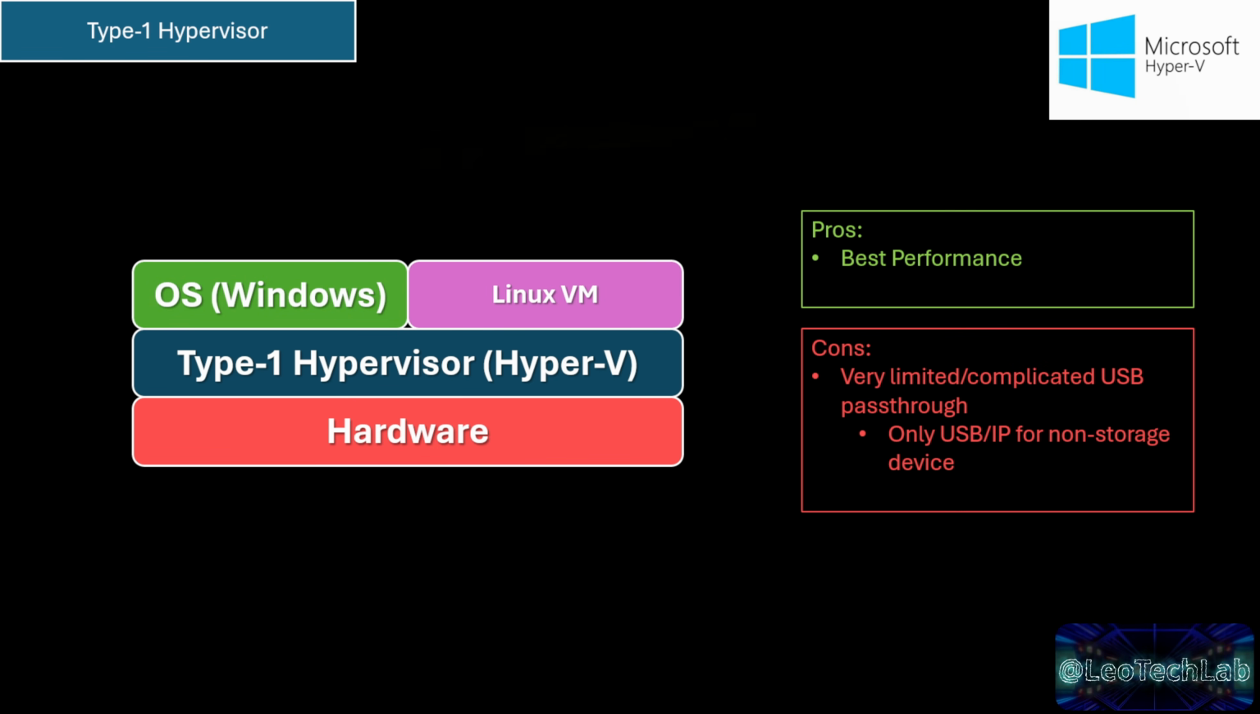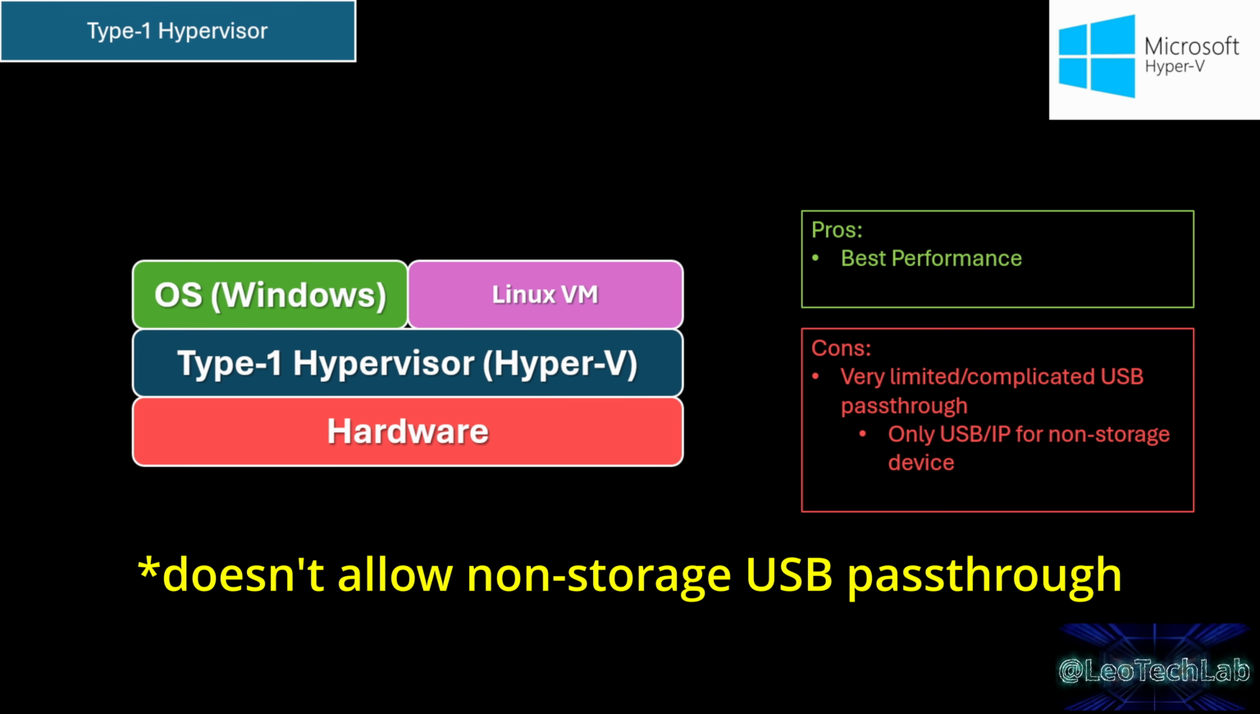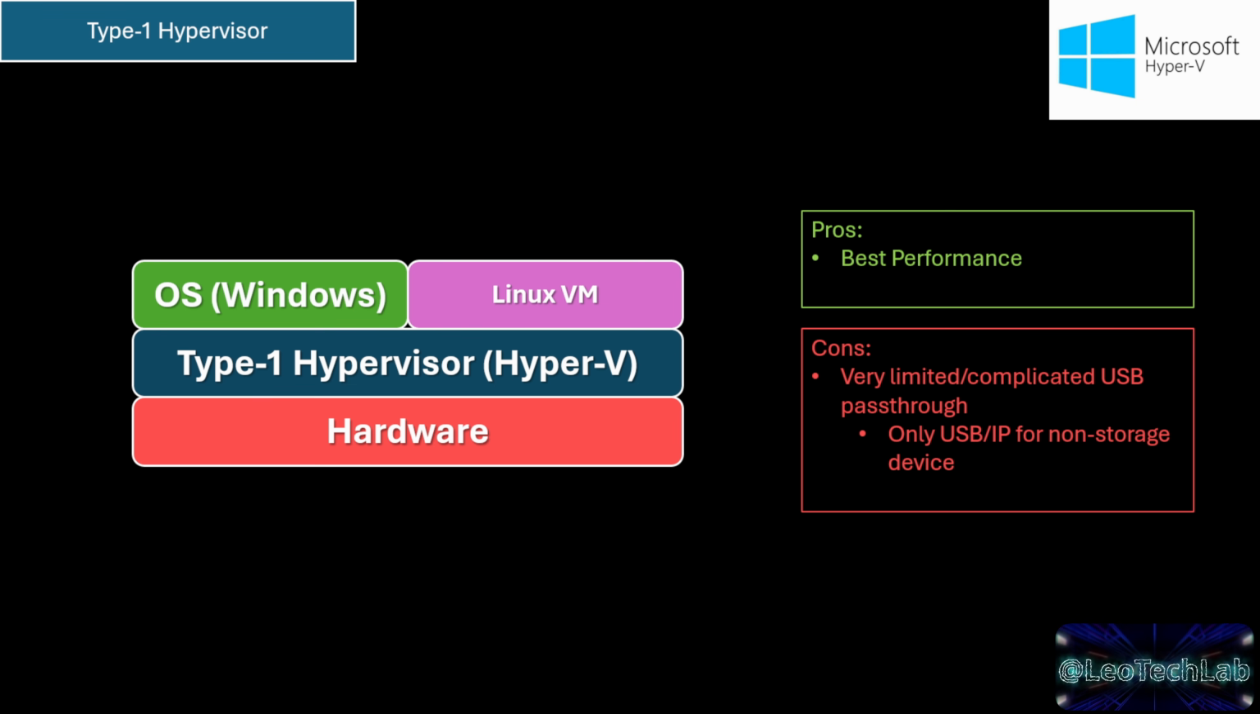Hyper-V doesn't allow direct USB pass-through, although there are more complicated workarounds that use USB over IP, but with less performance and extra complications, such as having to compile a new Linux kernel from source to enable support for the USB devices. In the pros category, it is in fact the best performance out of the three hypervisors, which is no surprise given that it is a Type 1 hypervisor.